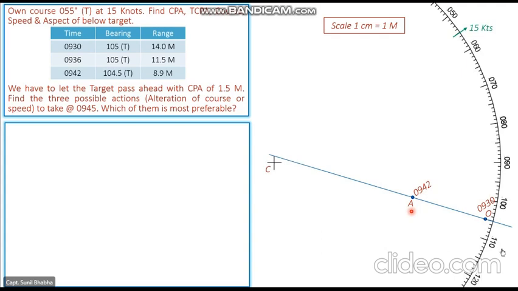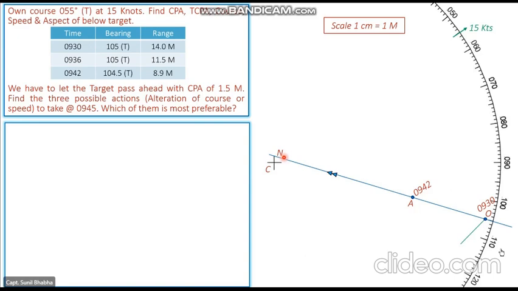ahead. If we join Oscar to Alpha and extend it, this gives us the line of approach. You can see the line of approach coming up. It is represented by double arrows. And you can now draw the perpendicular from Charlie to the line of approach, meeting the line of approach at point November. November point is our CPA, the closest point of approach.